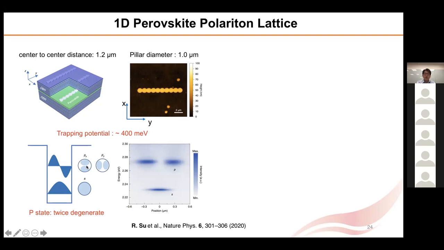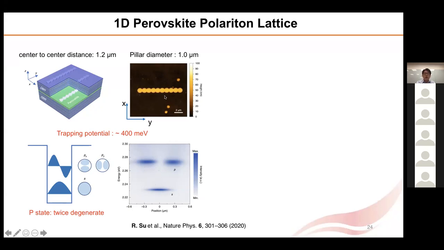feature in each pillar. And we can directly probe those features by measuring the energy-resolved spatial image from a single pillar. As you can see, in the ground state, we indeed can see such an S orbital state. At a higher energy, we see such a P orbital state with a two-knob feature.